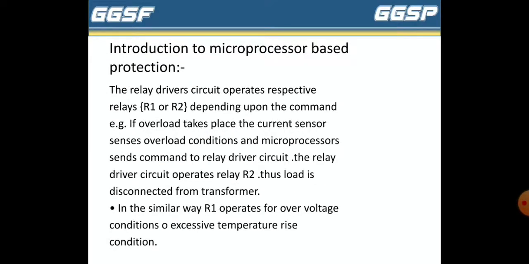The relay driver circuit operates respective relays R1 or R2 depending upon the command. For example, if overload takes place, the current sensor senses overload condition and the microprocessor then sends command to the relay driver circuit. The relay driver circuit operates relay R2. Thus load is disconnected from the transformer. In a similar way, R1 operates for over voltage conditions or excessive temperature rise conditions.